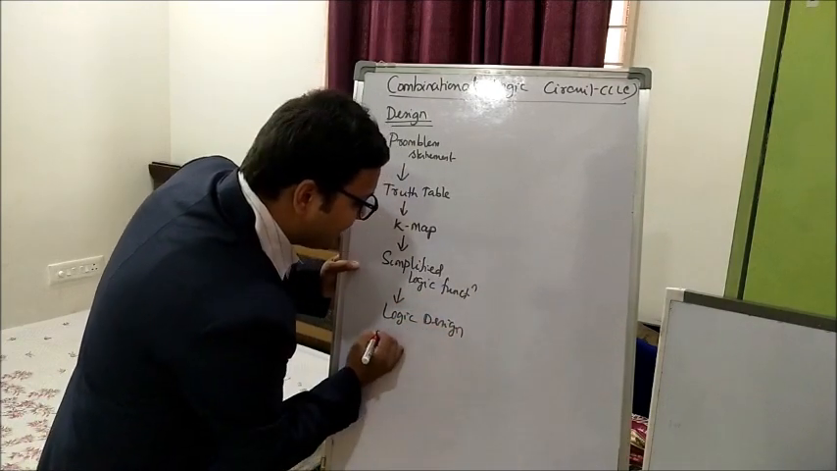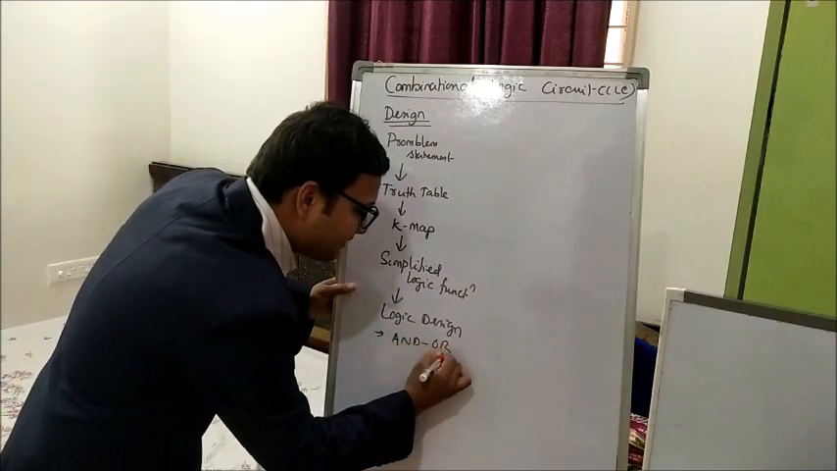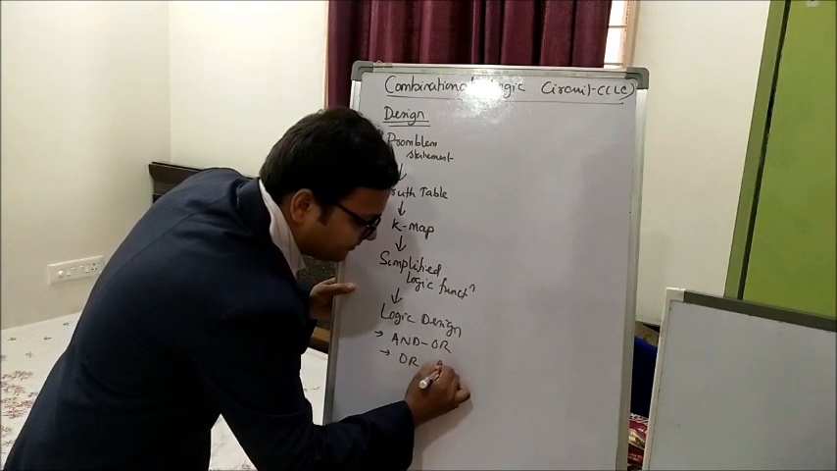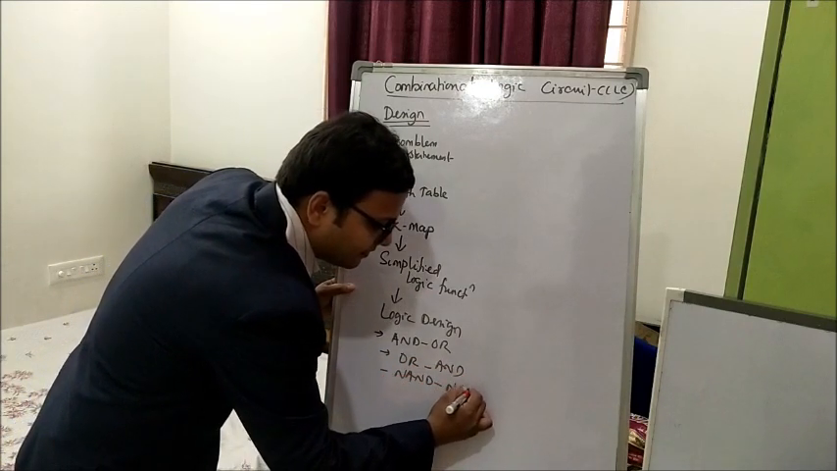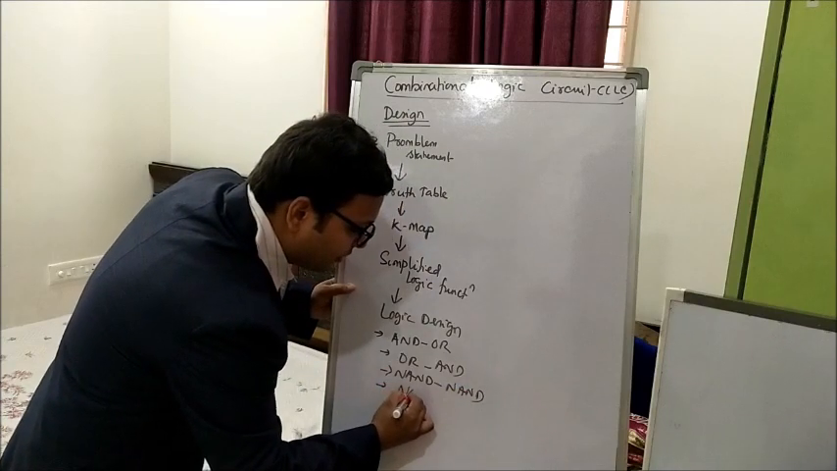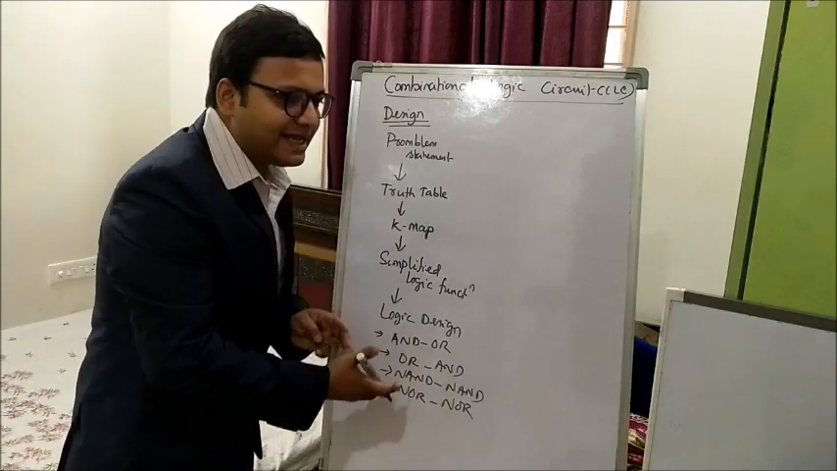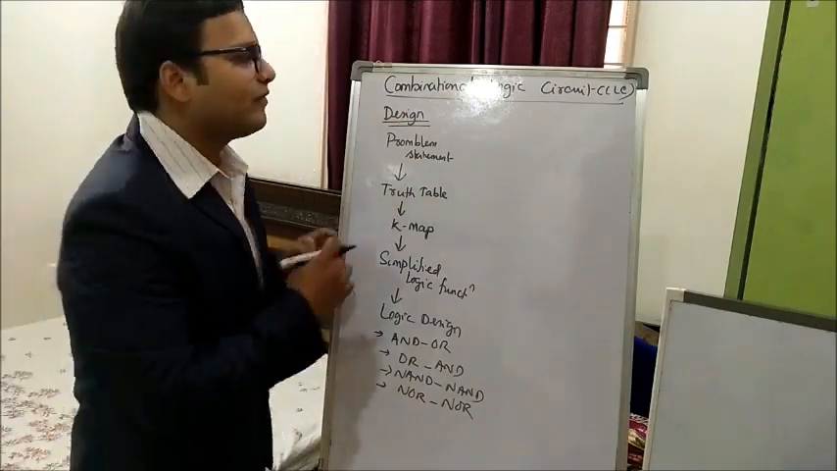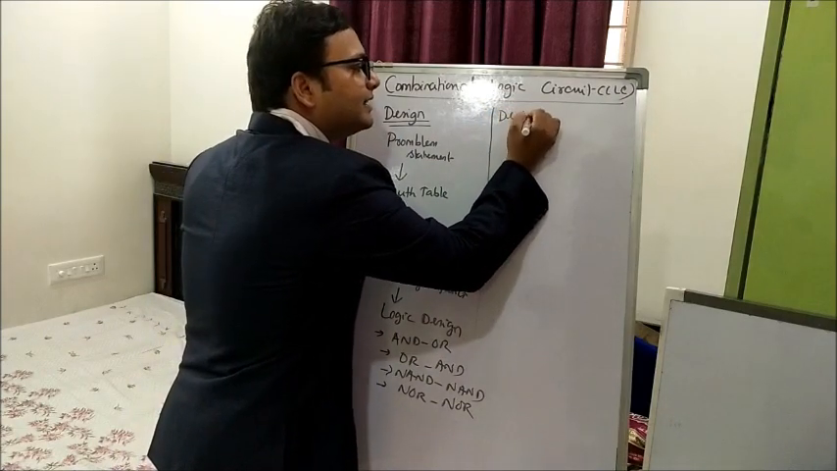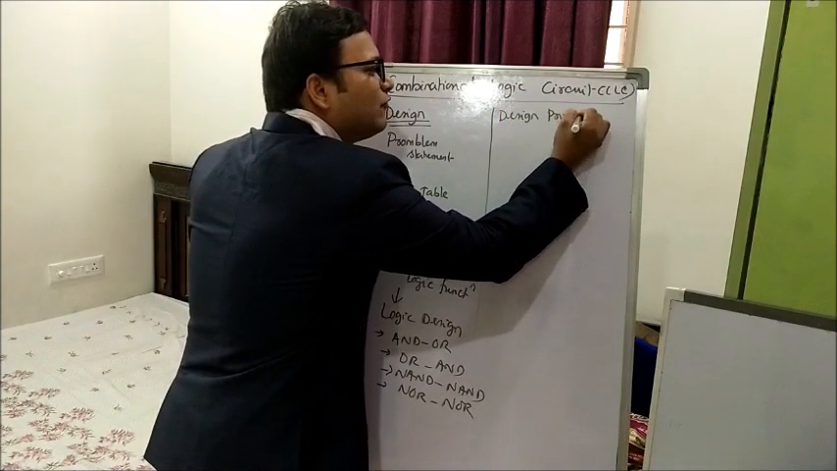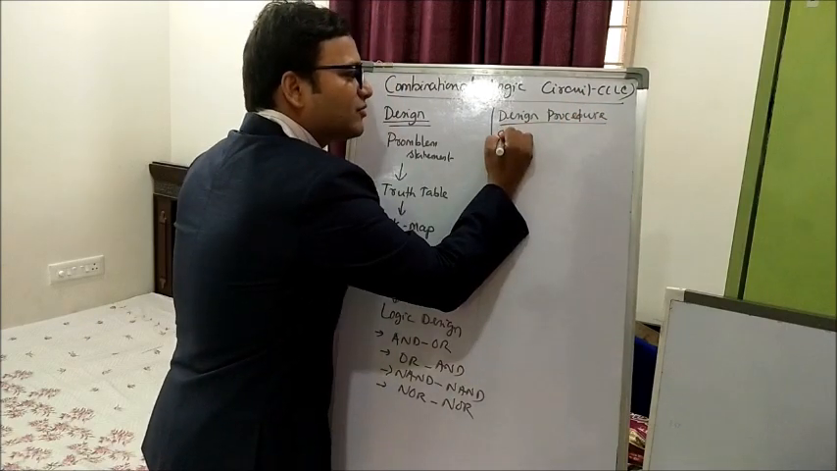The logic design can be performed in any of the ways: AND OR realization, OR AND realization, NAND realization, or NOR realization. So by looking into the design flow, we can state the design procedure. The design procedure would be like this. We need to follow a certain standard design procedure. The first one is step 1.